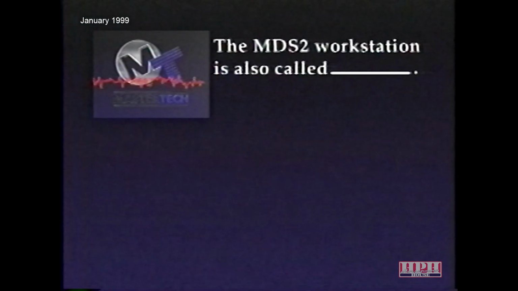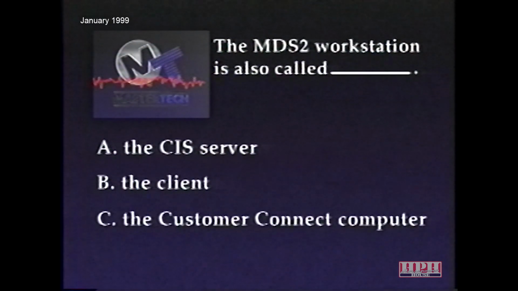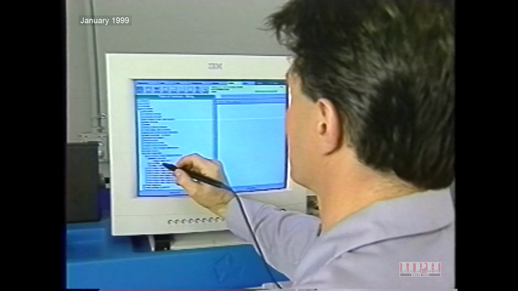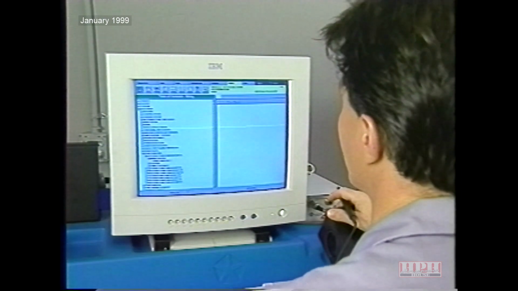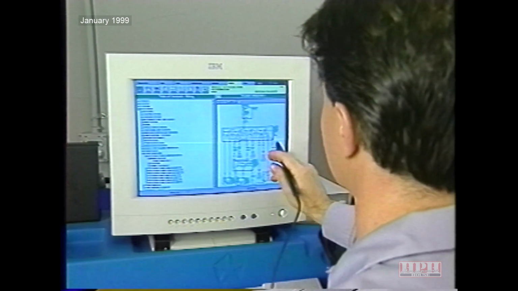The MDS2 workstation is also called A, the CIS server, B, the client, C, the Customer Connect computer, or D, all of the above. The correct answer is B. The MDS2 workstation is called the client, which is used to access the MDS2 information from the CIS server.